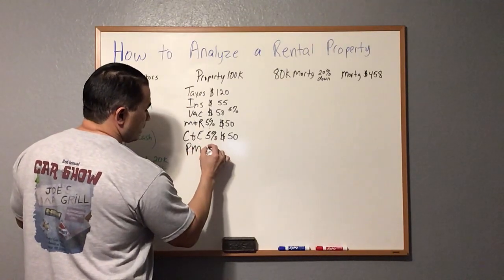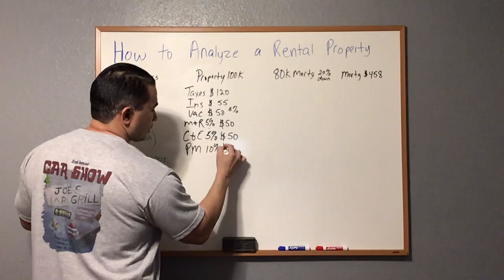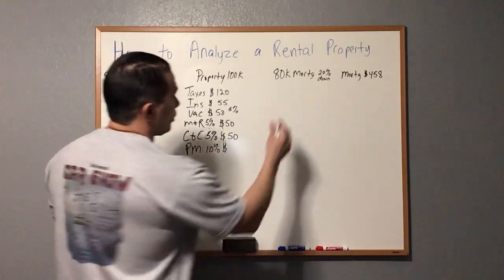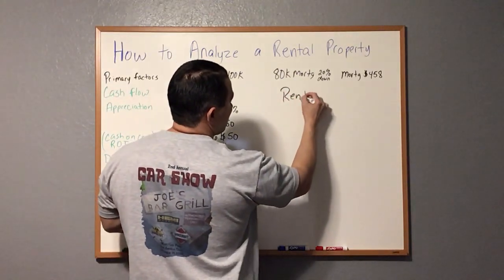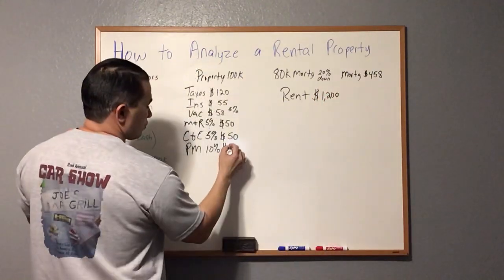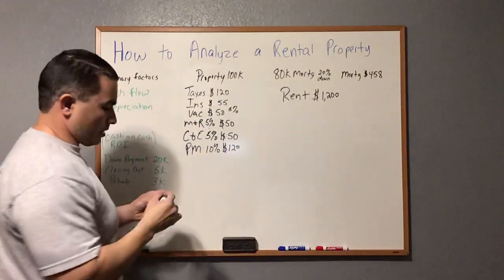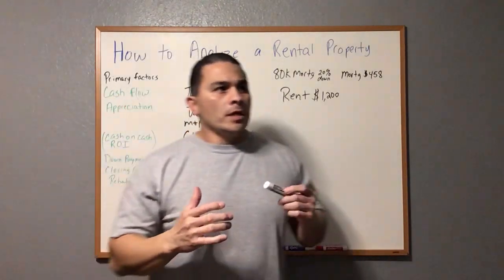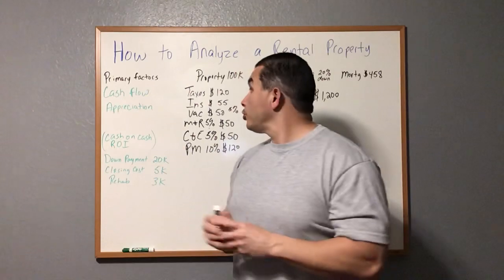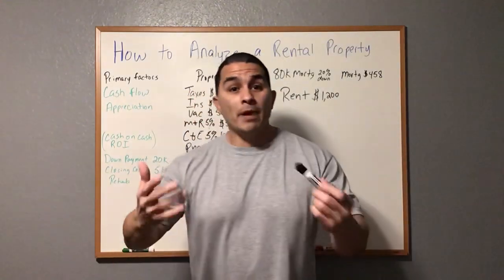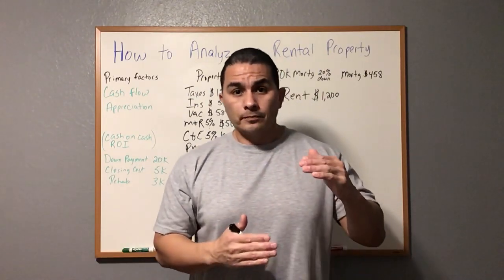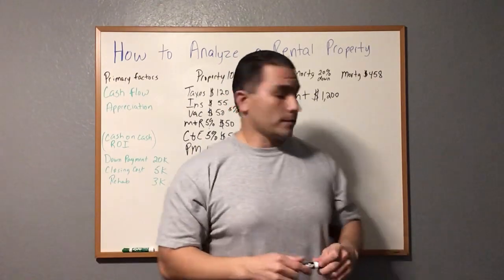Your property management is 10%. So this is what we're going to do. This is your mortgage. We're going to rent this property for $1,200. So this comes up to $120 at 10%. Okay? Understand, in your city, your state, depending on where you're at, you can rent for $1,200. You may be able to rent it for $1,500. You may be able to rent it for $2,000. So see the difference? We're about to see how much this property makes.